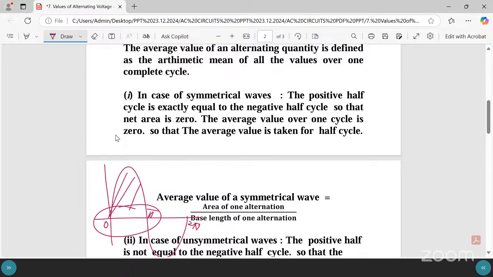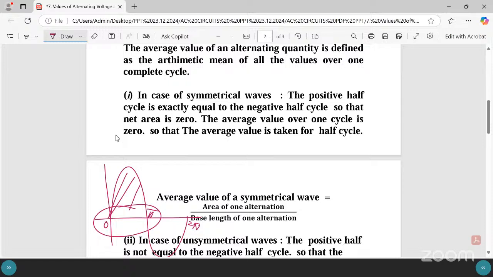If it is a symmetrical waveform and I want to calculate the average value, take only half cycle pi: 1 by pi, integral 0 to pi, y of t dt. What is the time period? Pi. Why have we taken pi? Because for a symmetrical waveform the positive half cycle is equal to the negative half cycle. What is the average value over the full cycle? 0. So we should not take the full cycle; we should take the half cycle.